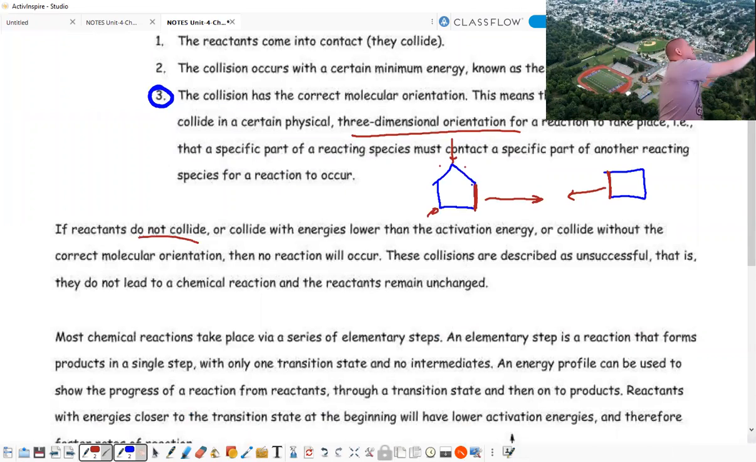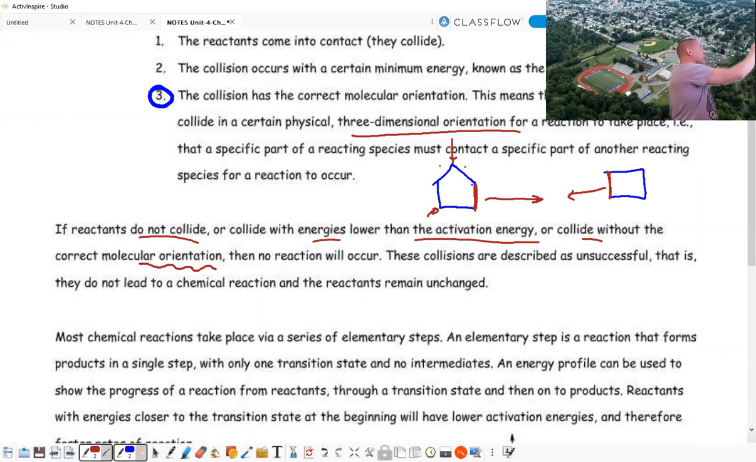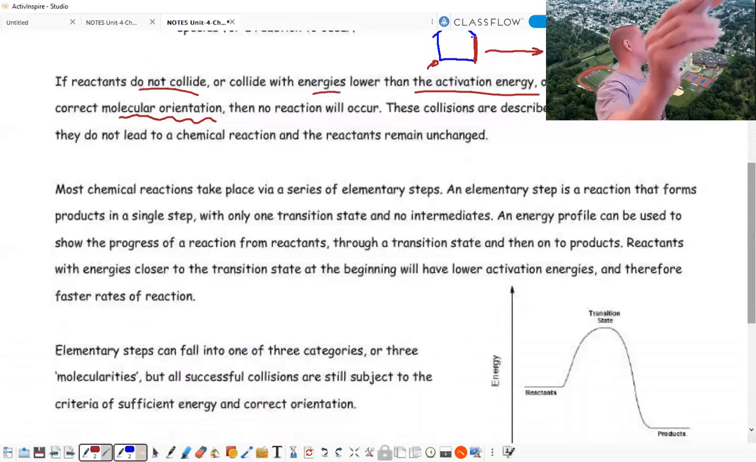So if the reactants do not collide, or if they collide with an energy that is lower than the activation energy, or if they collide with the wrong orientation, none of those are going to be chemical reactions. So all three of those must be met. You have to hit in the correct orientation with enough energy. Remember to knock their books out of their hand if you want to, going back to that video.